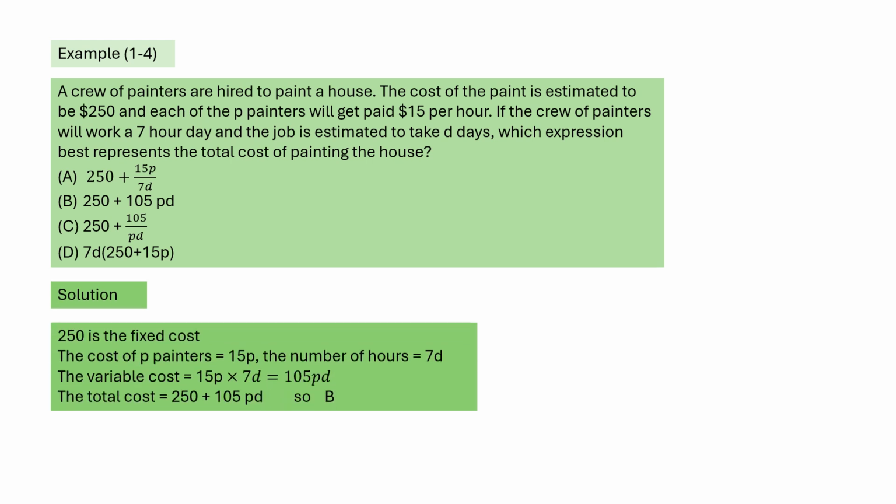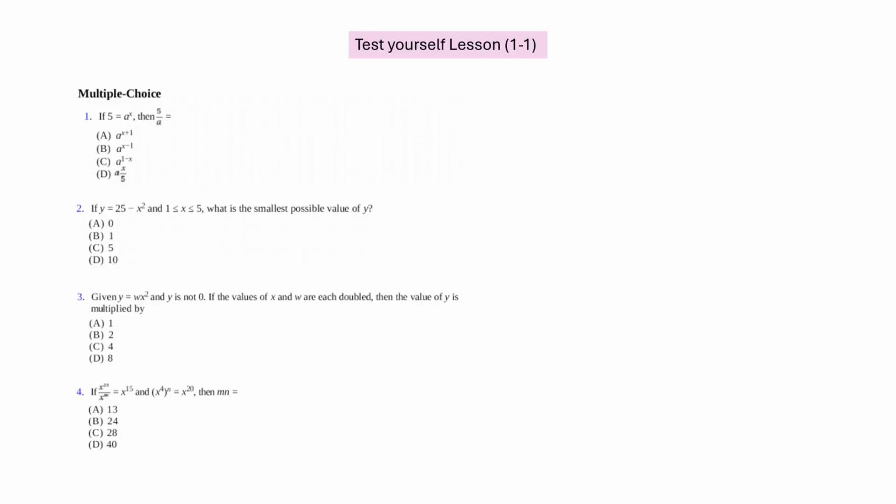Solution. 250 is the fixed cost. The cost of P painters equals 15P, and the number of hours, as we said, is 7D. So the variable cost multiplies them by each other. So 15P times 7D will be 105PD. Now for the total cost, add the fixed cost and the variable cost. So the answer will be B.